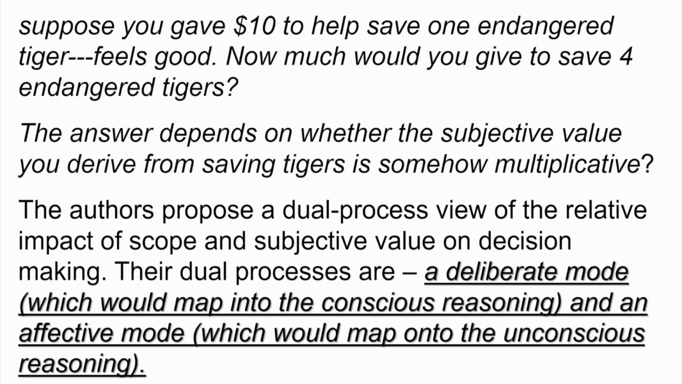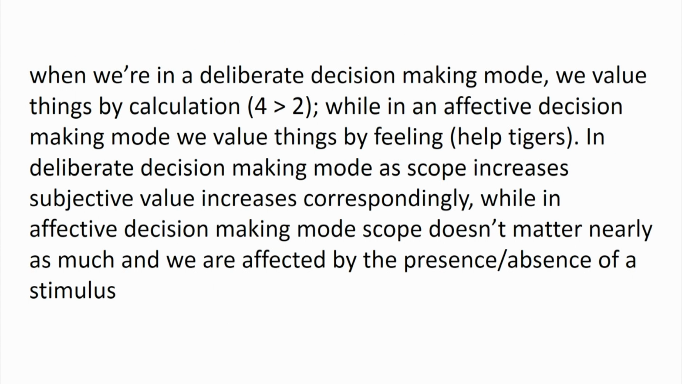So, in a deliberative mode you are more prone to giving more money because you do more calculations, and it maps to the conscious part of the brain, so you tend to shell out more money. But if it is the feeling which comes with the decision of saving a tiger, if you feel good by just saving a tiger, then whether it is 1 or 4 does not matter, and so in those cases you take a different kind of decision altogether.